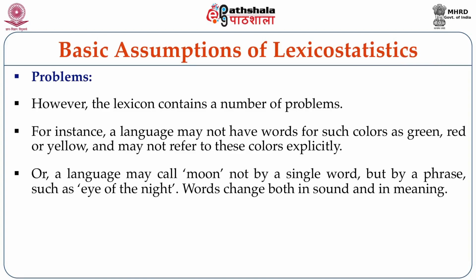This is a problem. Similarly, a language may have a word for moon, but that word may not be a single word. It may be more of a phrase like eye of the night. Then how do we connect them? Because we need words which are clear in meaning and amenable for easy comparison. A phrase will become a problem to compare with the other related language.